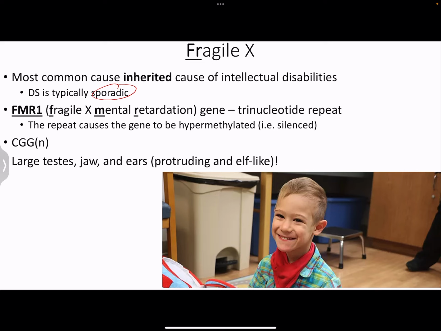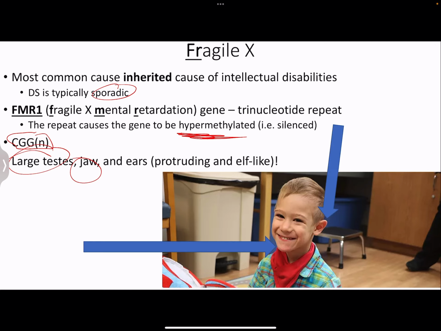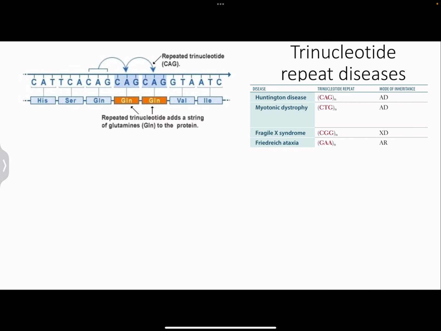Trinucleotide repeat, it's a CGG, and if we make another link to CpG, those islands often, for whatever reason, get spotted to be methylated. So this is not a promoter. This is not a CpG island, but because we have so many CGs, some protein in the cell sees this and might think it's a CpG island, and it hypermethylates it, which can turn this gene off. Large testes, that actually comes up in vignettes. Large jaws, and particularly large ears, which we can see here. This kid is just absolutely adorable. Trinucleotide repeat diseases.